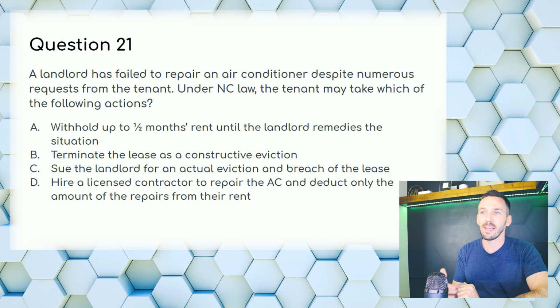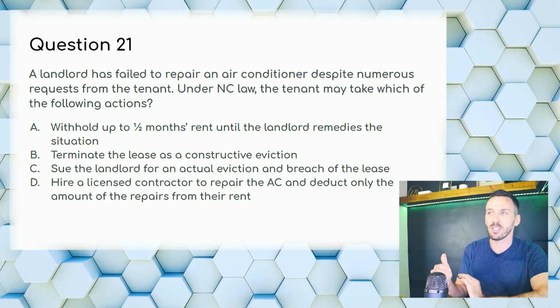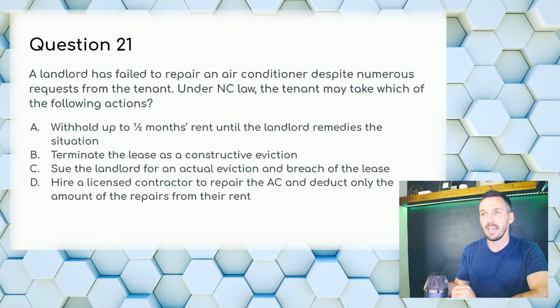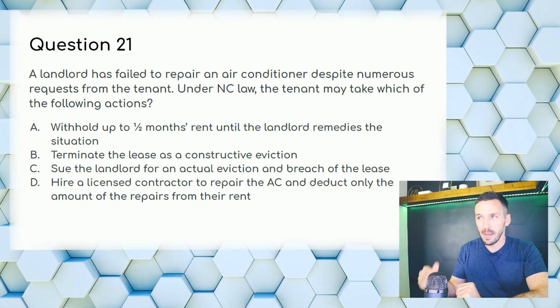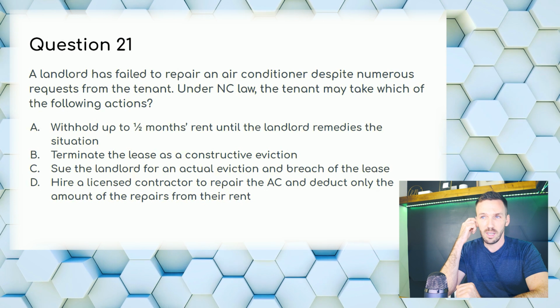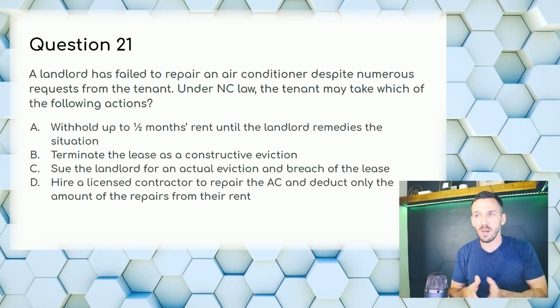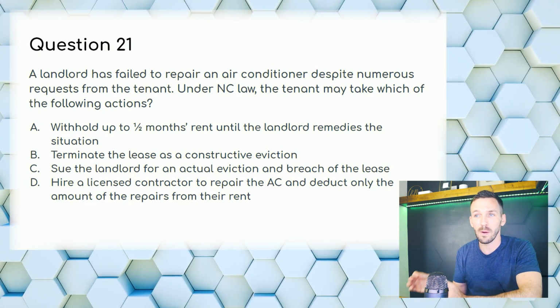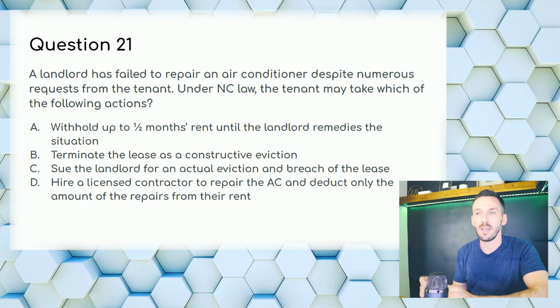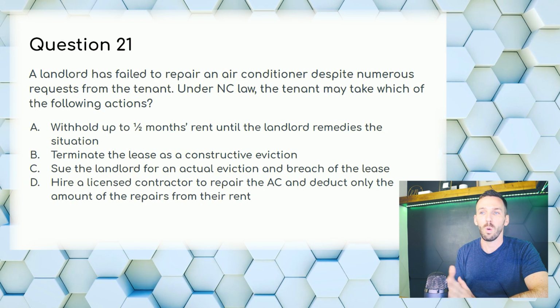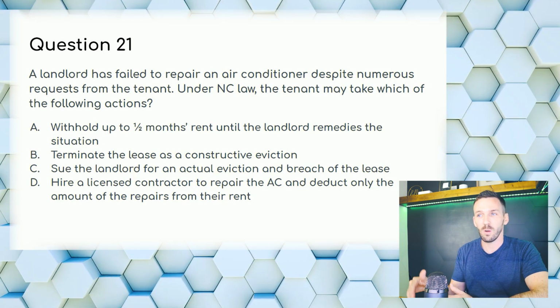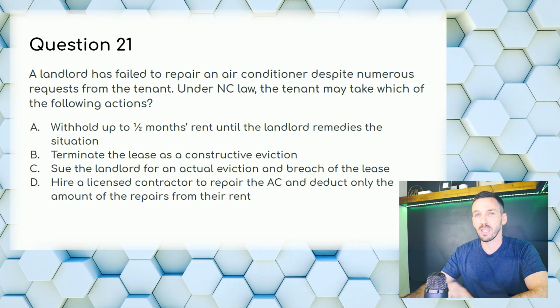Question 21. A landlord has failed to repair an air conditioner despite numerous requests from the tenant. Under North Carolina law, and really national law, the tenant may take which of the following actions? A. Withhold up to half month's rent until the landlord remedies the situation. B. Terminate the lease as a constructive eviction. Or C. Sue the landlord for an actual eviction and breach of the lease.